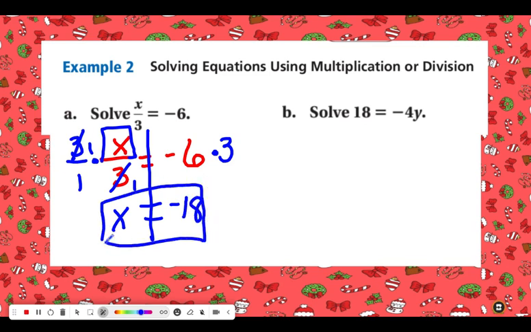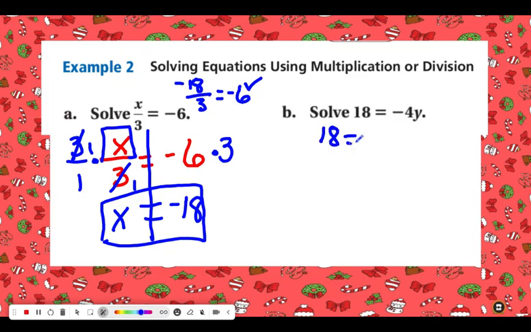And then once again, remember to do a check. So if I put negative 18 in for x, so negative 18 divided by 3, does that equal negative 6? Yes, it does. Check. Okay, let's try the next one.